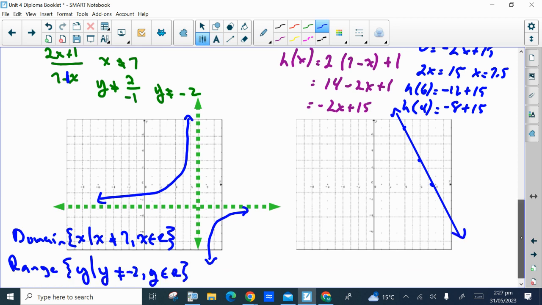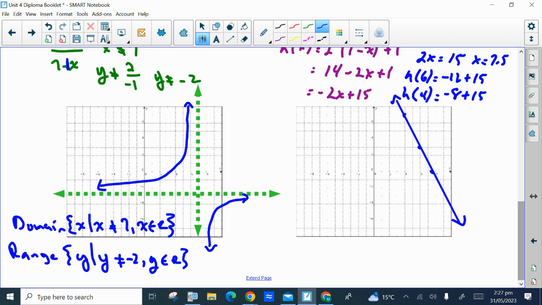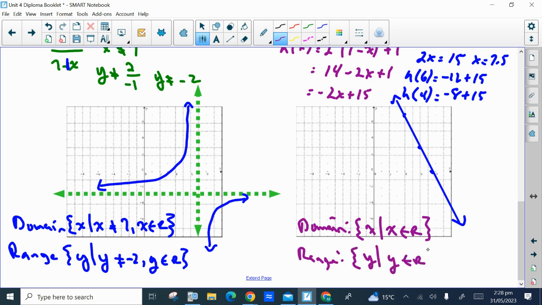Okay? And there's no restrictions on either x or y here. So our domain, and if you chose set notation, you could just say all values of x such that x is an element of real numbers. Remember, if you're using set notation, you must use those squiggly brackets. Interval notation, it's either round or square brackets, depending on whether those end values are included or not.